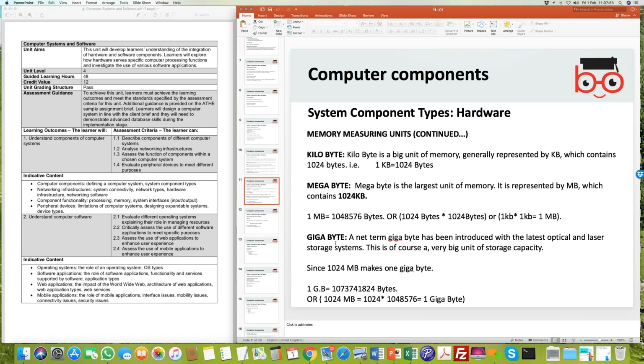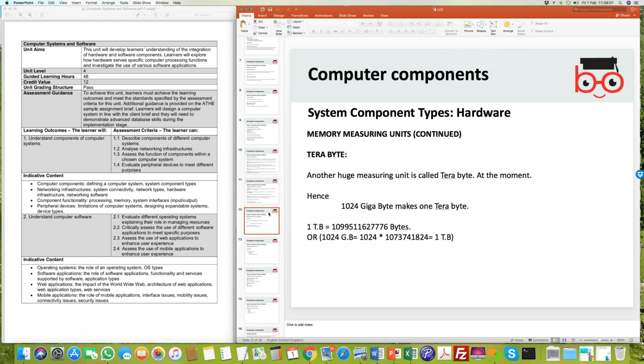And today what we see is gigabytes or terabytes, and 1 gigabyte is equal to 1024 megabytes. 1 megabyte is equal to 1024 kilobytes. 1 kilobyte is equal to 1024 bytes. Is that okay? Yep. Very simple, something which you are aware of.